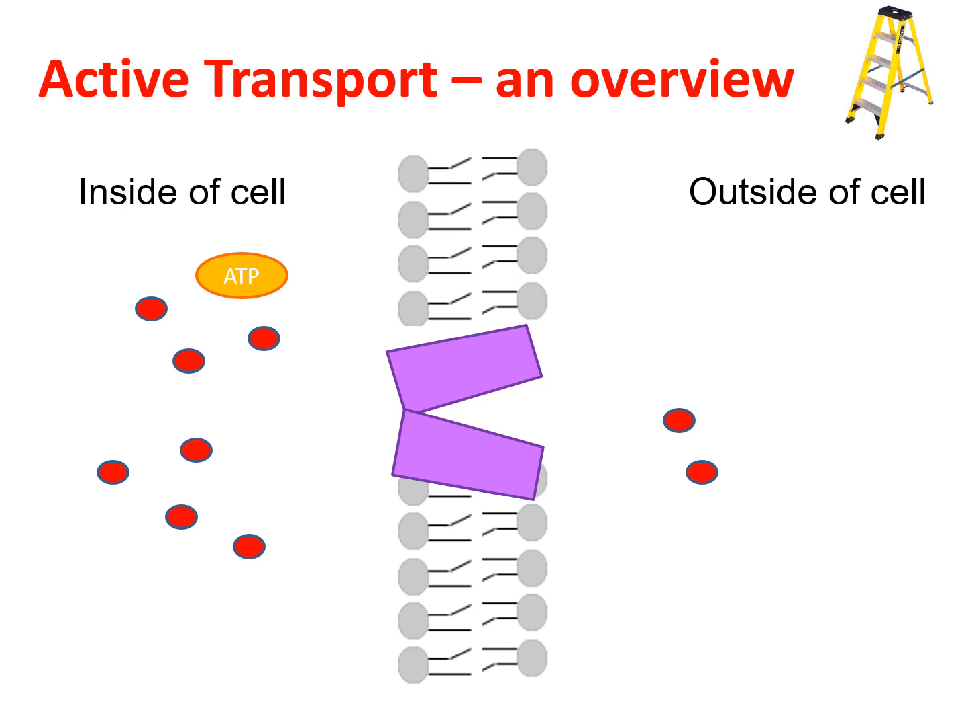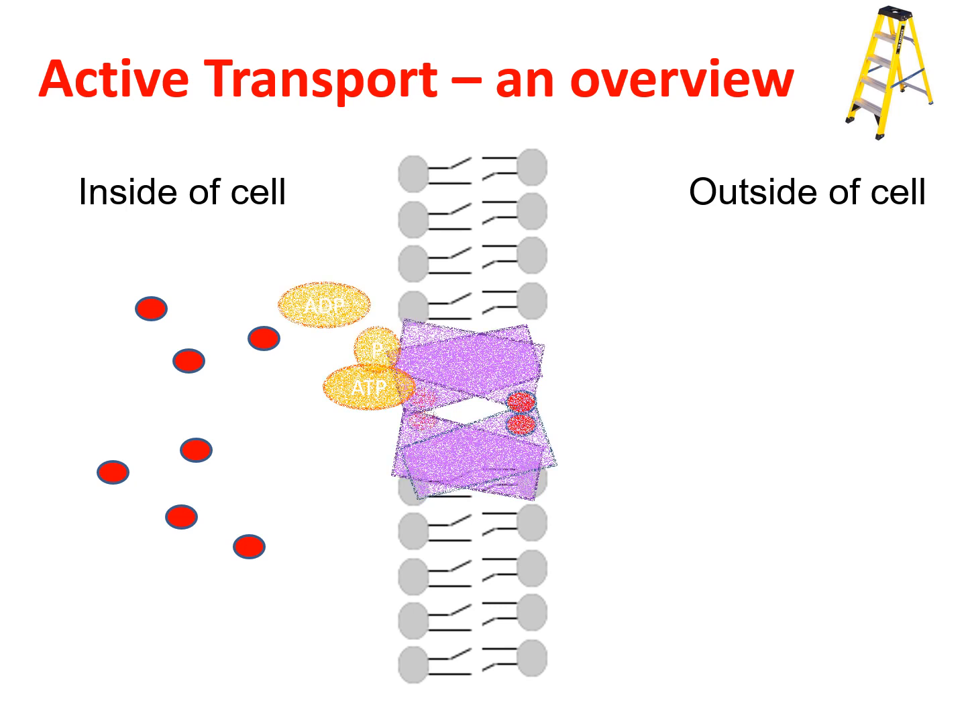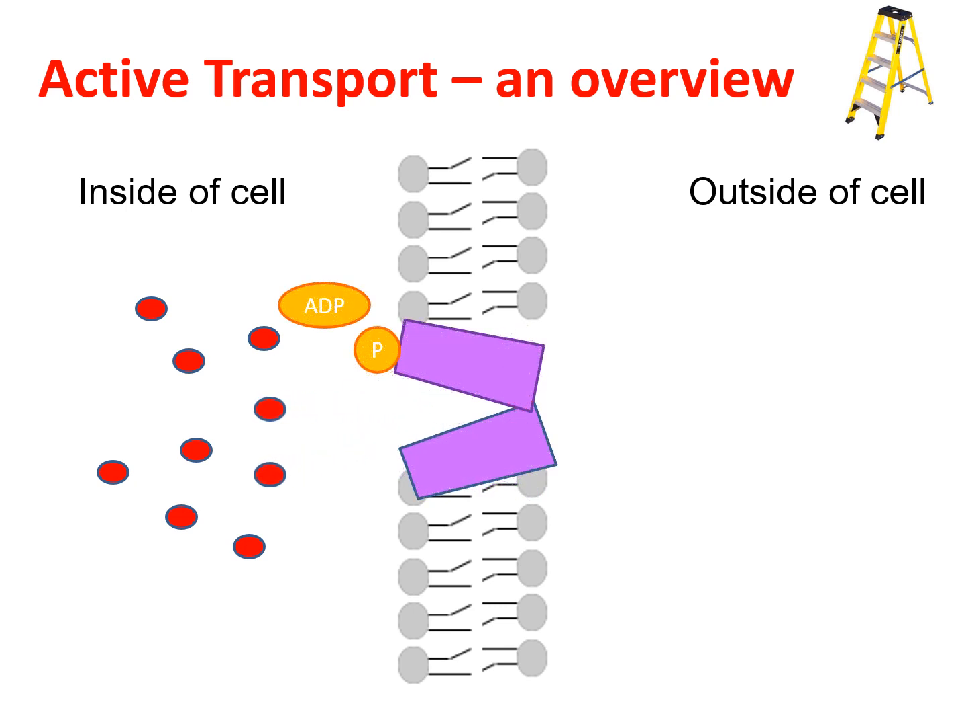Okay, so how are we going to move these ions from a low concentration to a high concentration? Well, we know that that's against the concentration gradient, so we need energy. Okay, so the ions stick to the transport protein. Energy is then used to change the shape of the transport protein, and there the ions move into the cell.